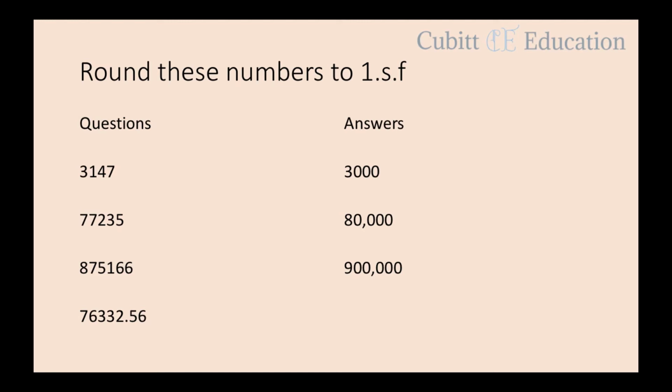Finally, 76,332.56 is going to give us an 8 here because this is 5 or above. So this would be an 8 and then you've just got zeros. So we have 80,000 or 80,000.00. I highly recommend that you don't use this version. I'm just showing you that so you can see how it works. The 0.00 would still be nothing, but this is a better way of writing it out.